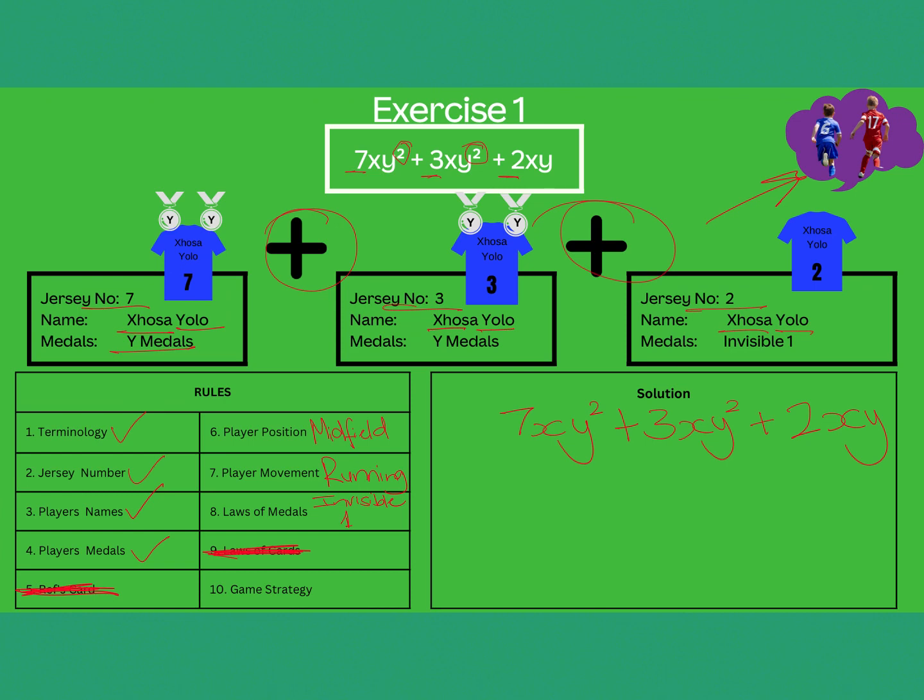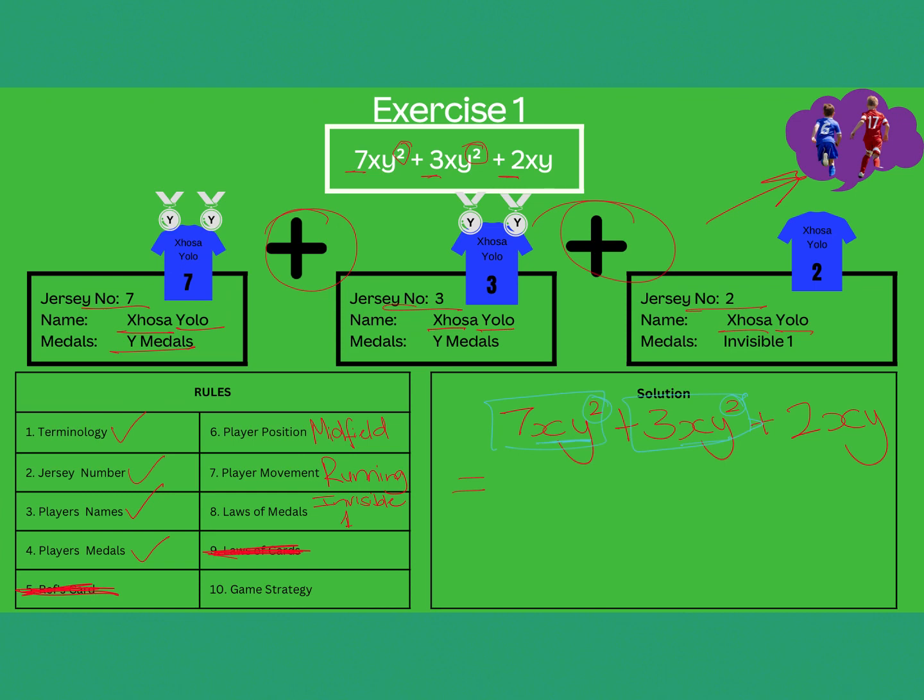And how do I solve? For running players, I need to look at the matching players. In this case, I have these 2 players matching because they have the same names and same medals. Whereas the third player only has the same name but not the same medals. So for me to add the 2 players, I need to have the same names and medals.